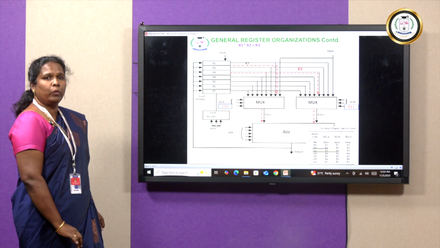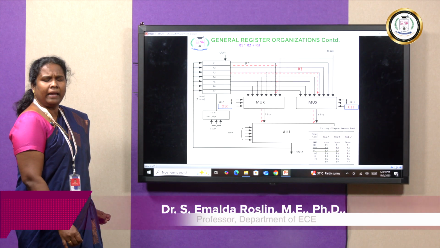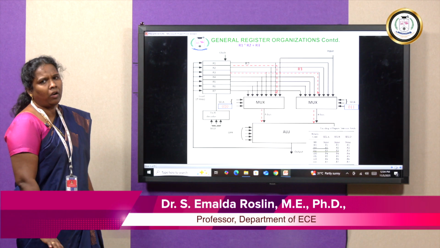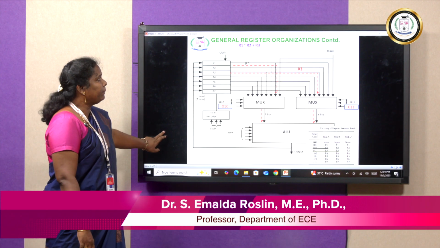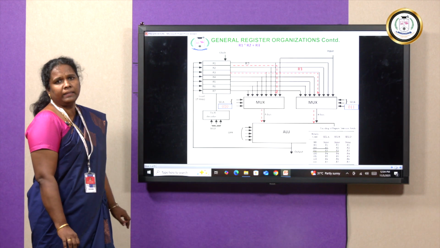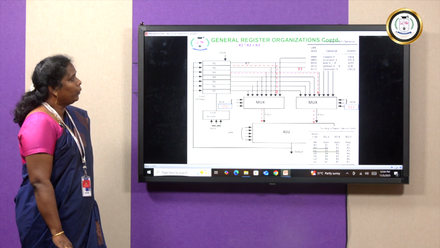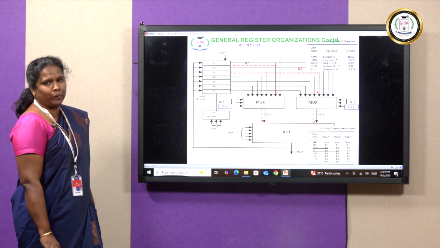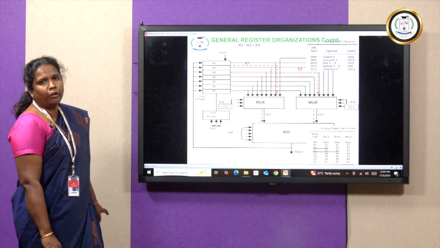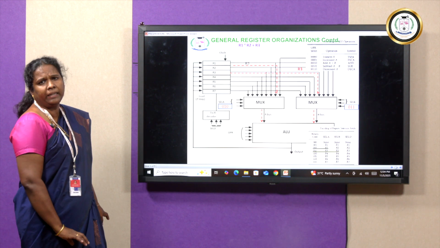So based on this OPR line, it will perform either an arithmetic or a logical operation. Here in this particular example, we want to do a simple addition. For performing an addition, the operation value should be 0, 0, 0, 1, 0. This is the 5-bit value for performing an addition operation in the ALU.